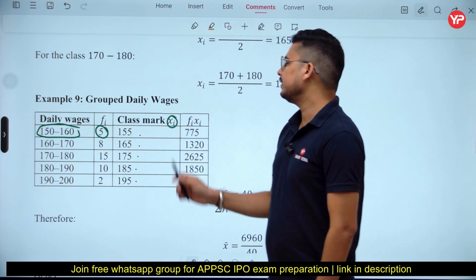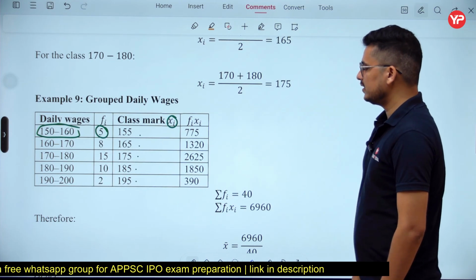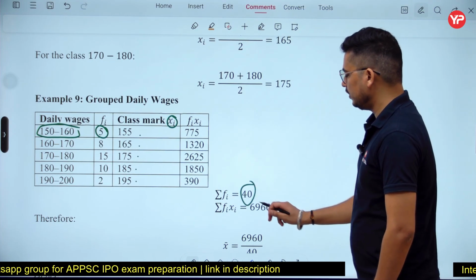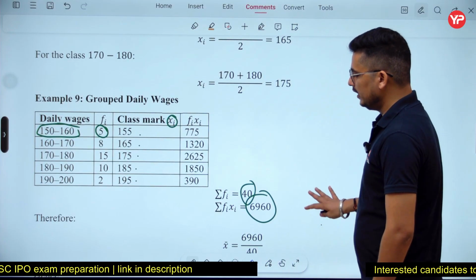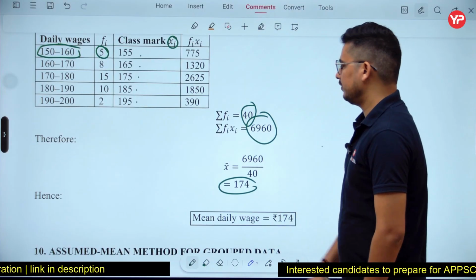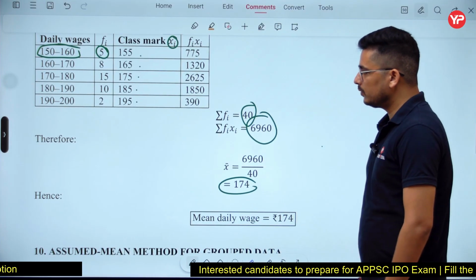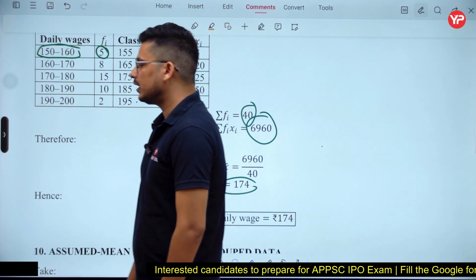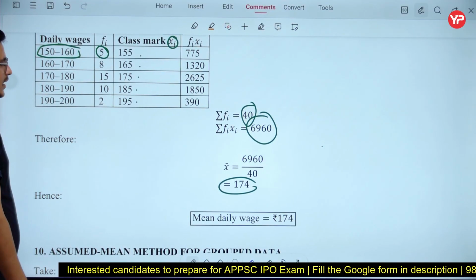Now again, fi into xi. That will give you the values, and divide that by the summation of fi, that is 40. So 6960 divided by 40 will be your x bar, and it gives you the value 174. That is your mean. So the mean daily wage is 174. Whenever you have grouped data, you go like this. To find the average, that will be your xi value.